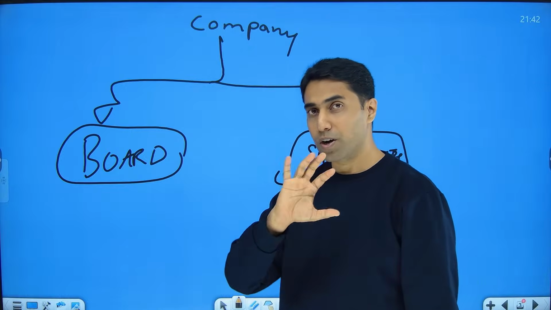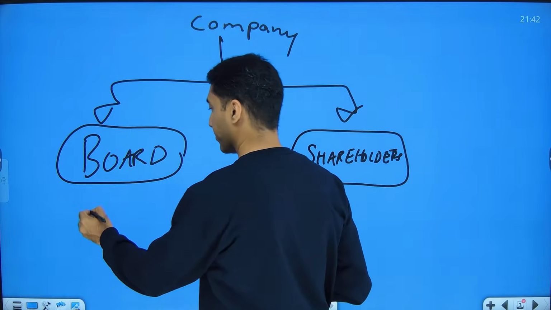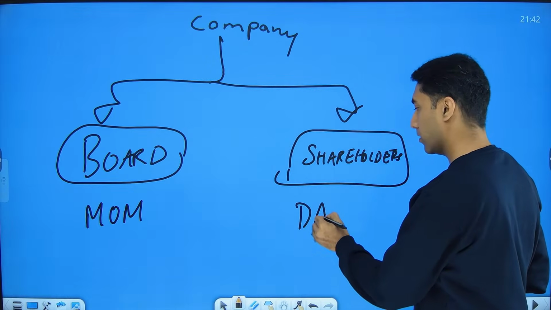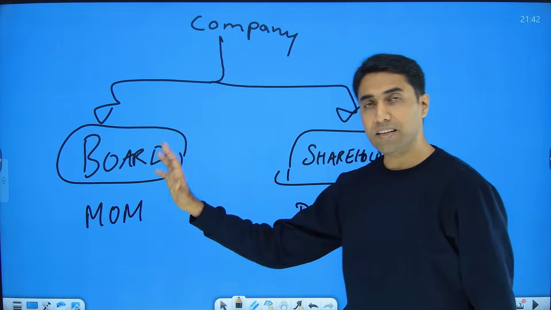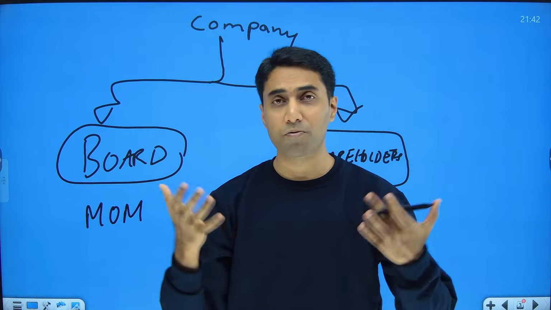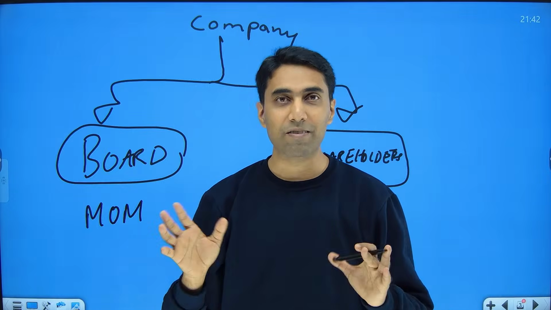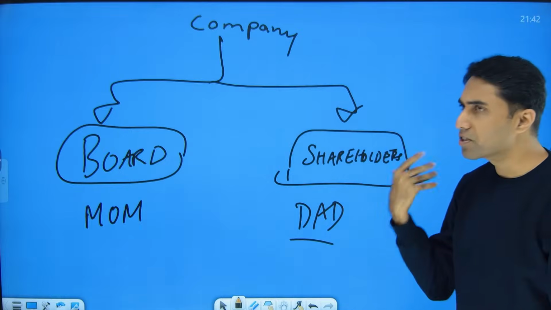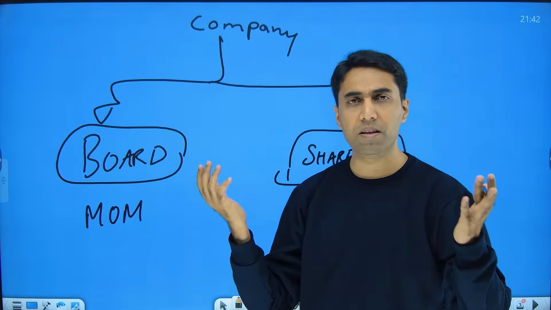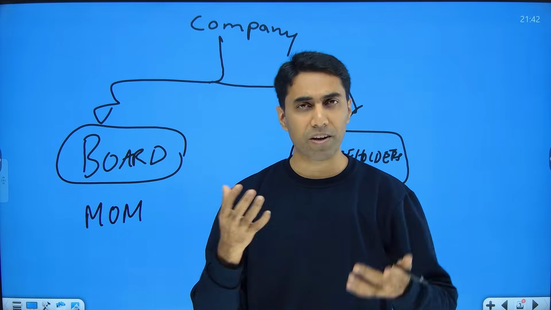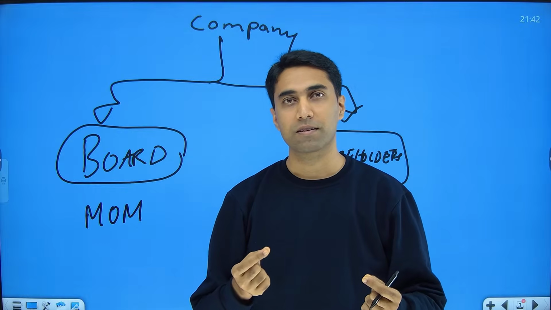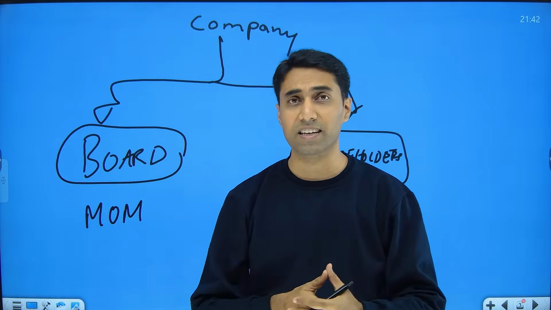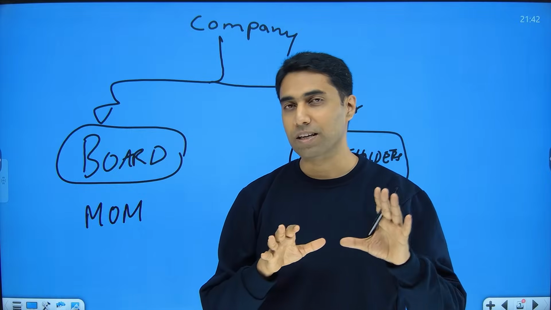Even if you compare it to your house, correct? Let's say your mother and your father. If mother takes all the decisions, will it be good for the house? Mother will say yes, but not necessarily. If the father takes all the decisions in the house, will everything be good? No, not at all. So we have the right balance in your house. Some decisions are taken by mother, some decisions are taken by father, some decisions are taken collectively. Just to give you an example.